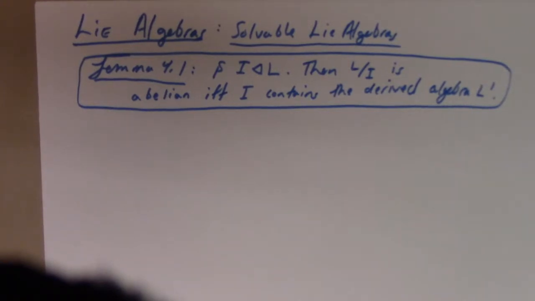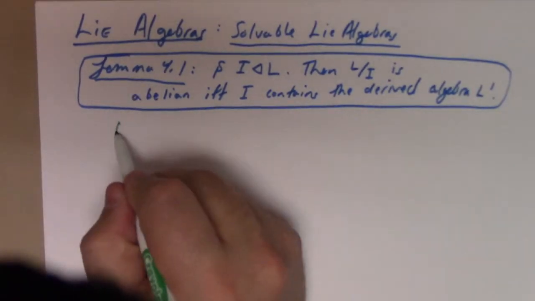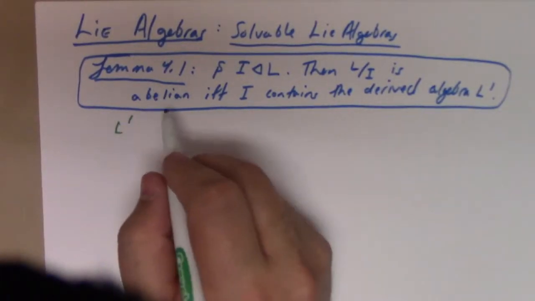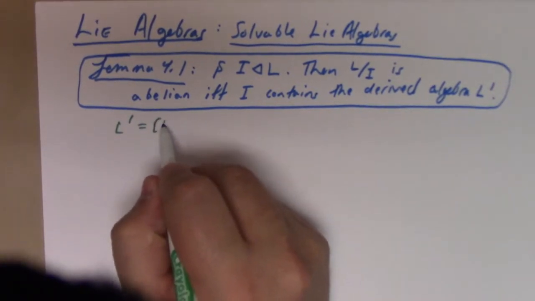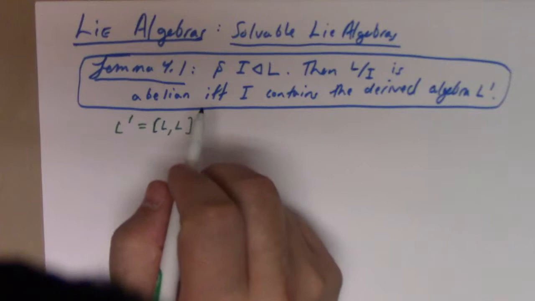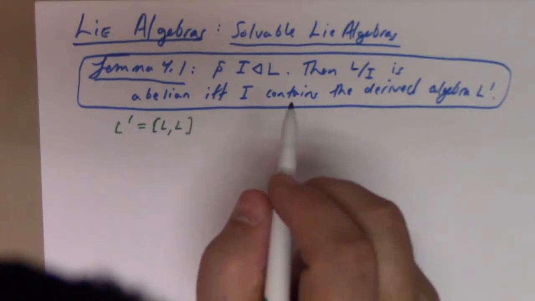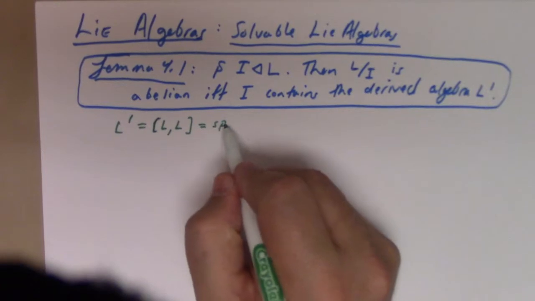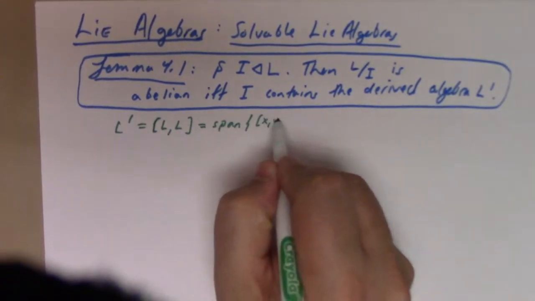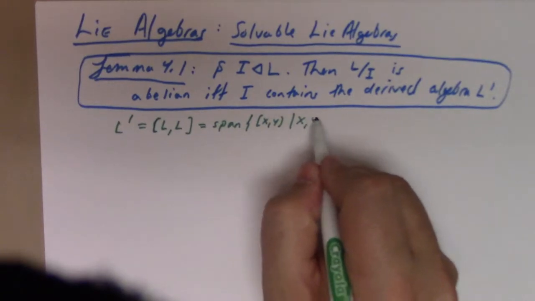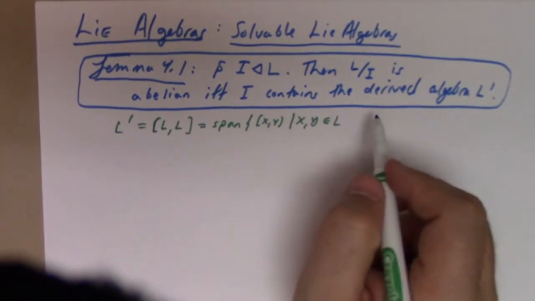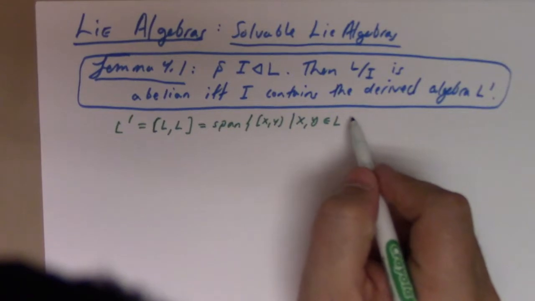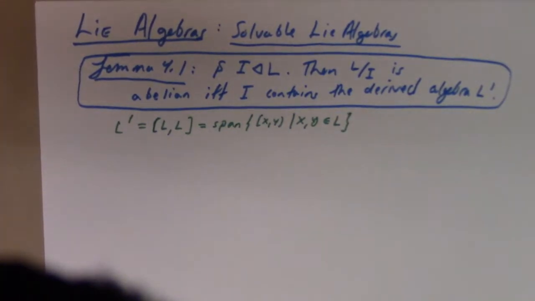So, okay, so the L prime is equal to the commutator of L and L. And what was that? It was the span of commutators. So that by the way was the span of [x,y] such that x and y are both in L, in this case, I mean generally speaking. So it's not just commutators, it's spans of commutators. But that's it. So let's read this lemma again. The quotient is abelian if and only if I contains the derived algebra L prime.